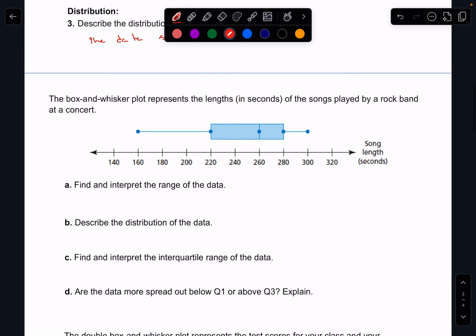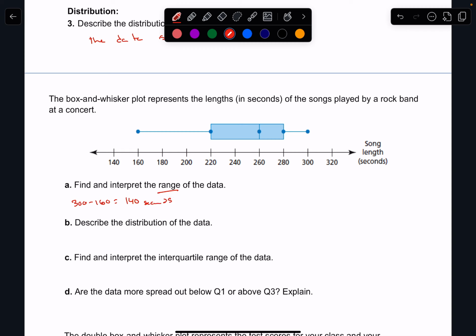Okay, so here's another box and whisker plot. This one's already made for you. It wants you to analyze it, not create it. These are the lengths of songs played by a band in a rock concert. So it says find and interpret the range. So range is longest song minus shortest song. So 300 minus 160 equals 140 seconds.